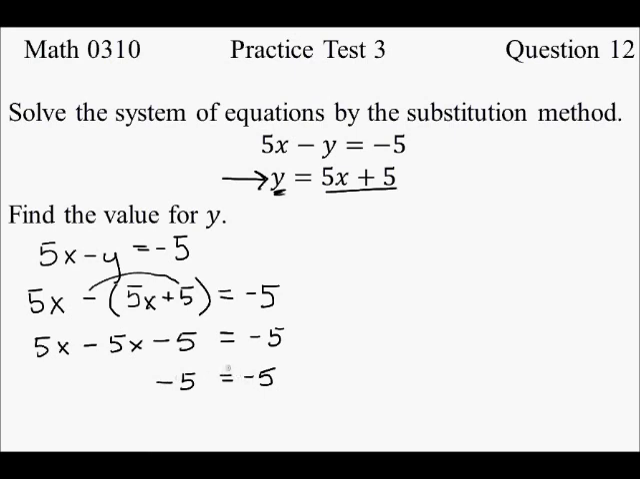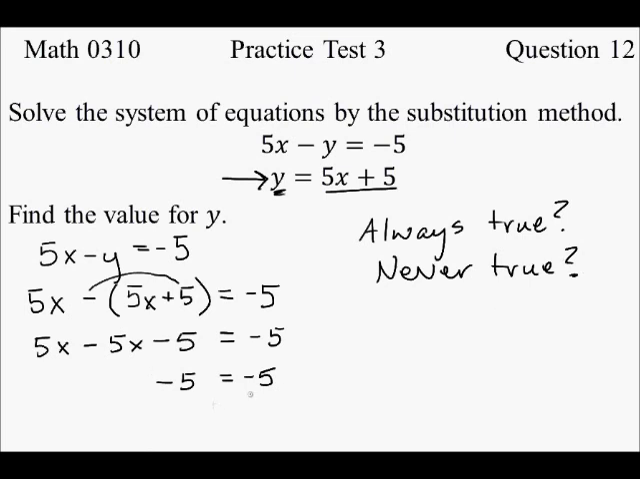So this is very much like question number 5 on the test, where we had our variables canceled out and now we just have a number equals a number. So again, we want to look and ask ourselves, it's one of two things. Is this a statement that is always true? Or is this a statement that is never true? And so looking at this here, negative 5 equals negative 5. Yeah, that's always true.